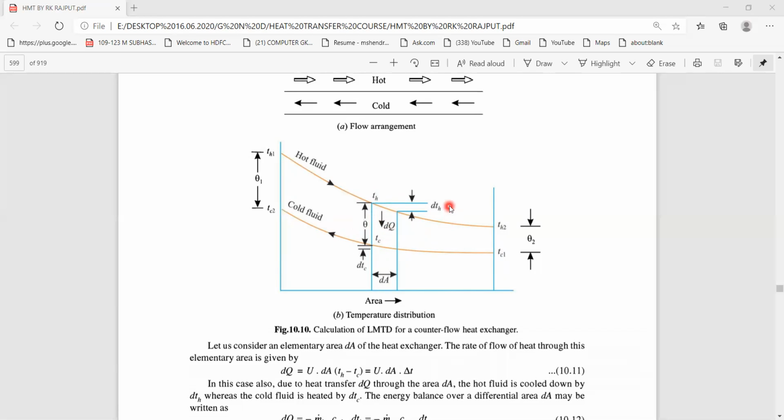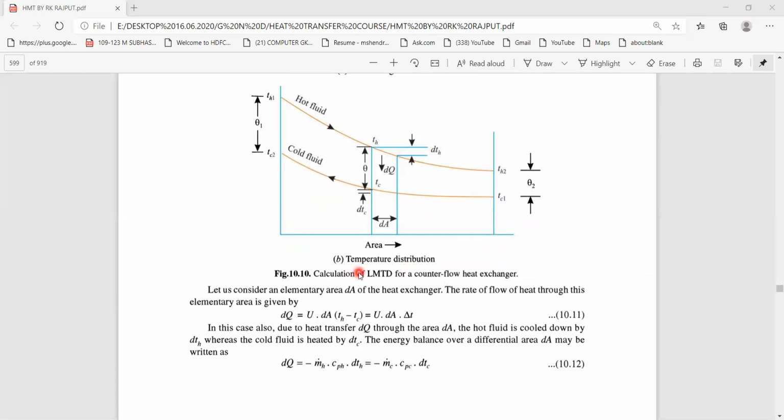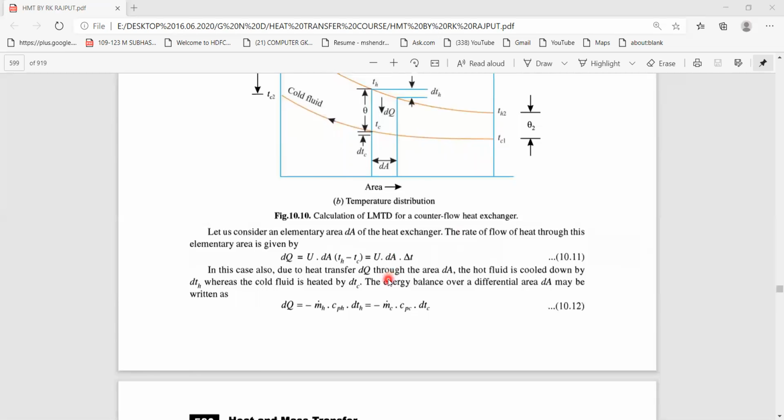Now, dTH is the decrease in temperature of the hot fluid within that element. Similarly, dTC is the small increase in temperature of the cold fluid within that element, and dA is the area of the small element. So this is the temperature distribution for a counterflow heat exchanger. Now let's proceed for the derivation.